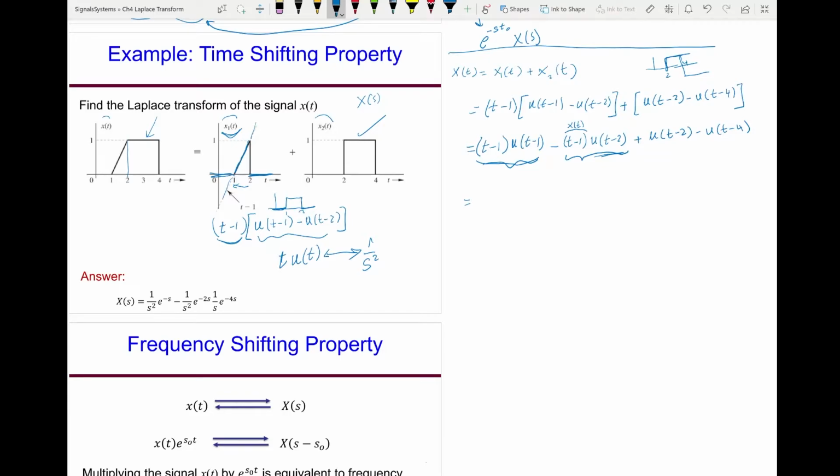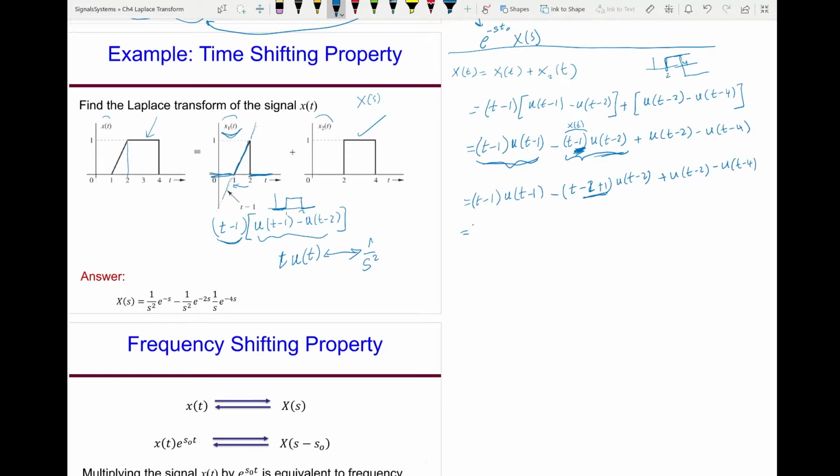So we can use a simple trick here and do the following. Just to have here minus 2, I will subtract 1 and add 1. So that means I do minus 1, that will be minus 2. But then I have to add 1 here. So this is the same. Minus 2 plus 1 is just minus 1, the same as here. Plus u of t minus 2 minus u of t minus 4.